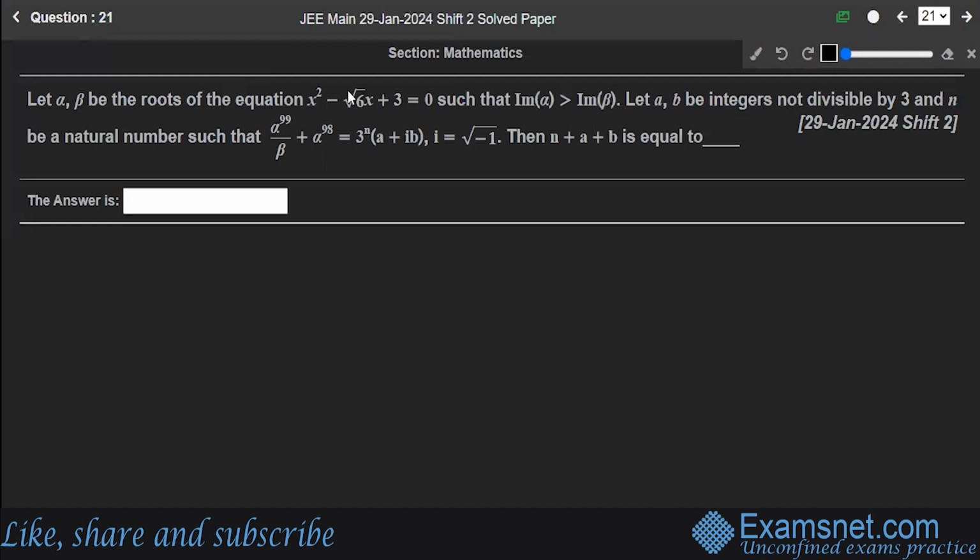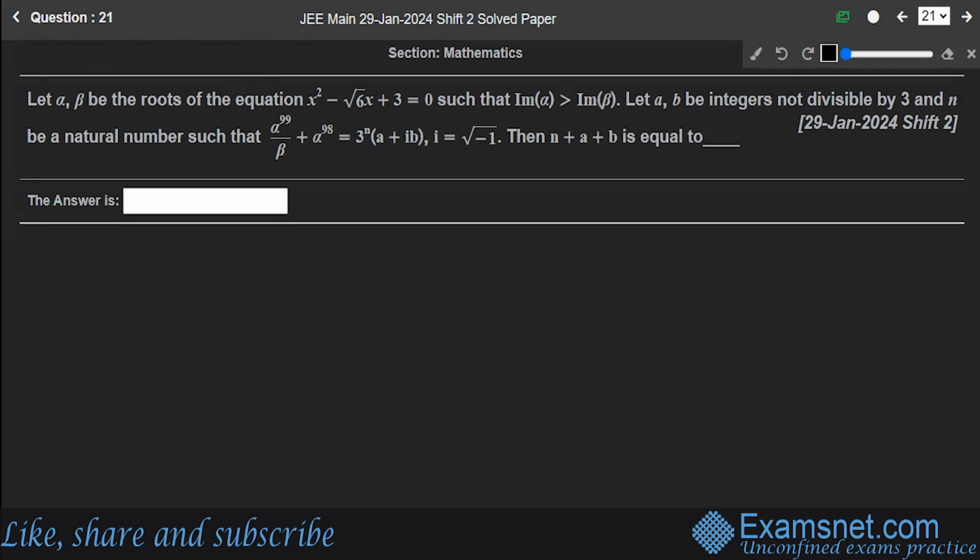Question number 21. Let alpha, beta be the roots of this equation such that imaginary part of alpha is greater than imaginary part of beta. A and B are integers not divisible by 3, and n is a natural number such that this is equal to 2. Iota is equal to root of minus 1, you all know that. You have to find out what is n plus a plus b. Basically, you have to solve them to get n, a, b.